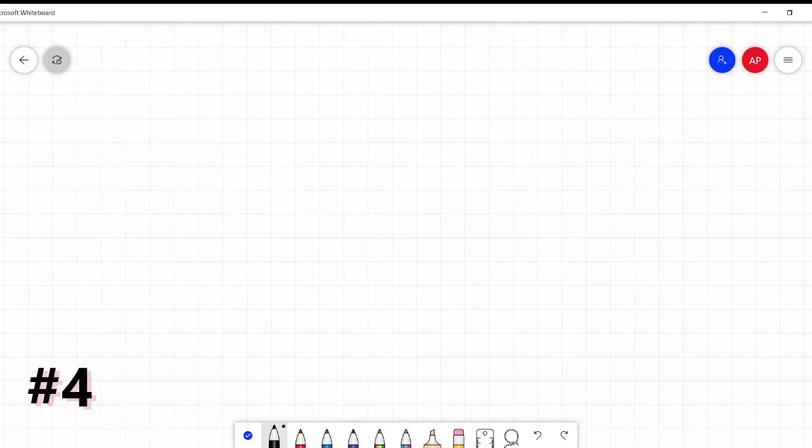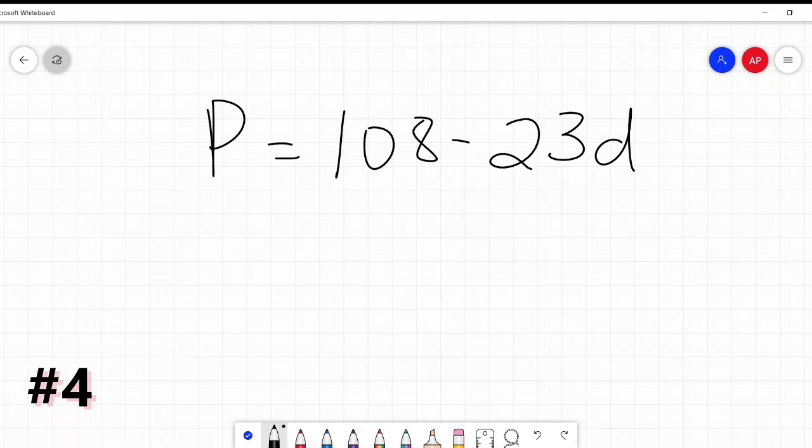Number 4. Kathy is a repair technician for a phone company. Each week she receives a batch of phones that need repairs. The number of phones that she has left to fix at the end of each day can be estimated with this equation that they give us. P equals 108 minus 23 times D. P is the number of phones left.